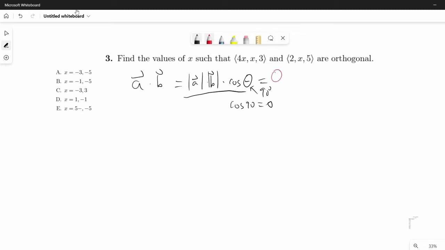So for orthogonal vectors, their dot product would be 0. So we could use that. When I dot these two together, the dot product will equal 2 times 4x plus x squared plus 15. That would equal 0 as they're orthogonal. Rearrange a little.